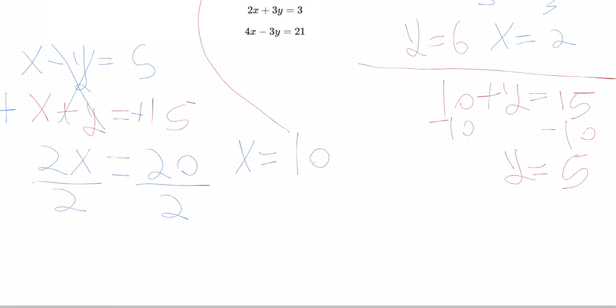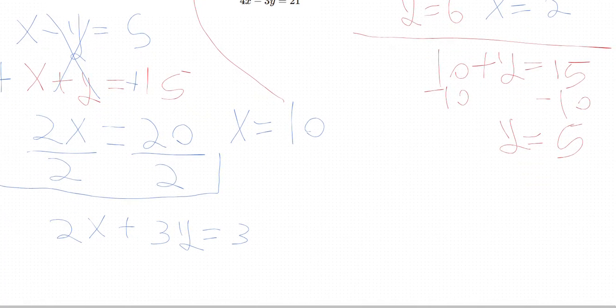So let's look at this last one. Will we need to use substitution or elimination? Looks like elimination. Okay. So we'll set it up over here. 2x plus 3y equals 3, and 4x minus 3y equals 21.